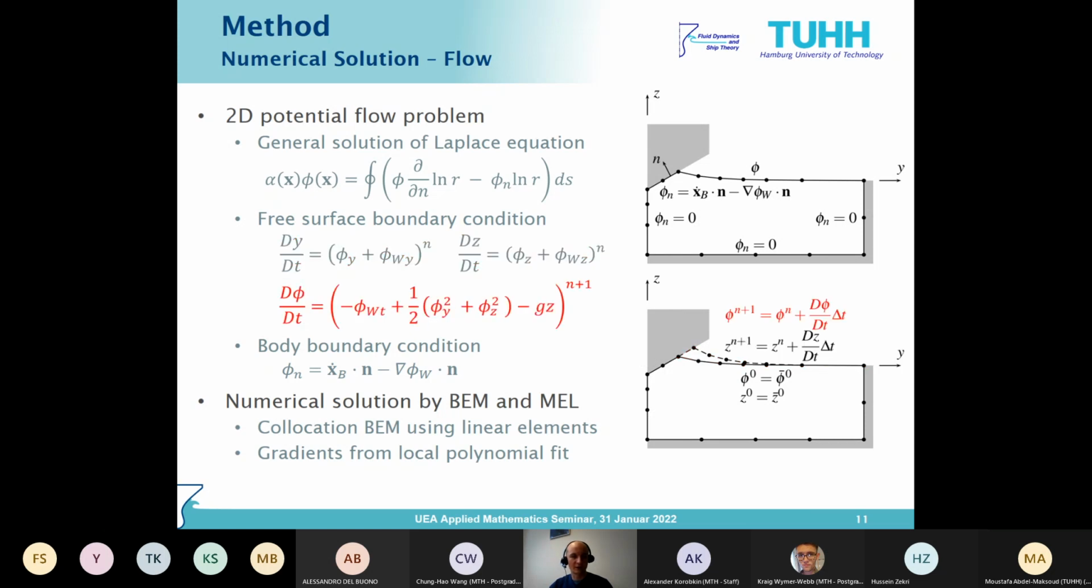Similarly, it's done for the potential phi. We can calculate this value on the right side of the boundary condition, and then integrate it in time, getting a new value for the potential.